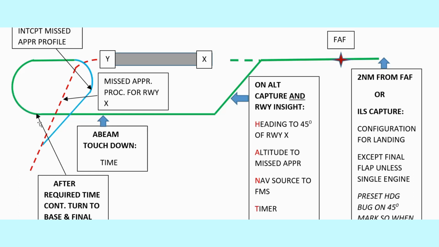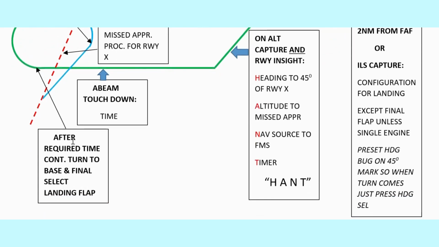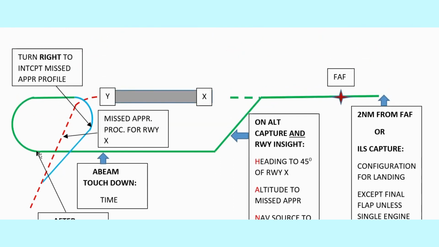Once the timing is up, after the required timing, you make a continuous turn to the base and final and select the landing flaps. So once your timing is up, you'll start turning, and you only descend once you have the runway in sight and you've got the visual profile. Okay, and then you're going to go all the way down, and you will execute the circling maneuver. Now you'll come in for the landing here, for example, but then let's say you have to go around.